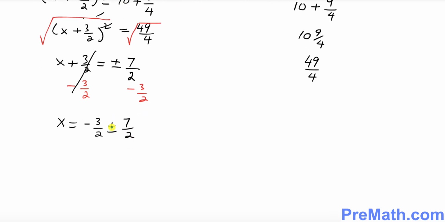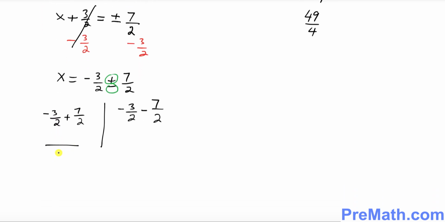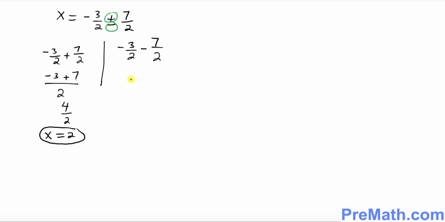Now let's go ahead and split these signs up. I can write negative 3 over 2 plus 7 over 2 with a positive sign, and negative 3 over 2 minus 7 over 2 with a negative sign. Let's simplify this one over here. Our common denominator is 2. Negative 3 plus 7 is going to be 4 over 2, so x turns out to be 2. Let's do this side. That's going to become negative 3 minus 7, and our common denominator is 2, so that's negative 10 over 2. So x turns out to be negative 5, another solution.